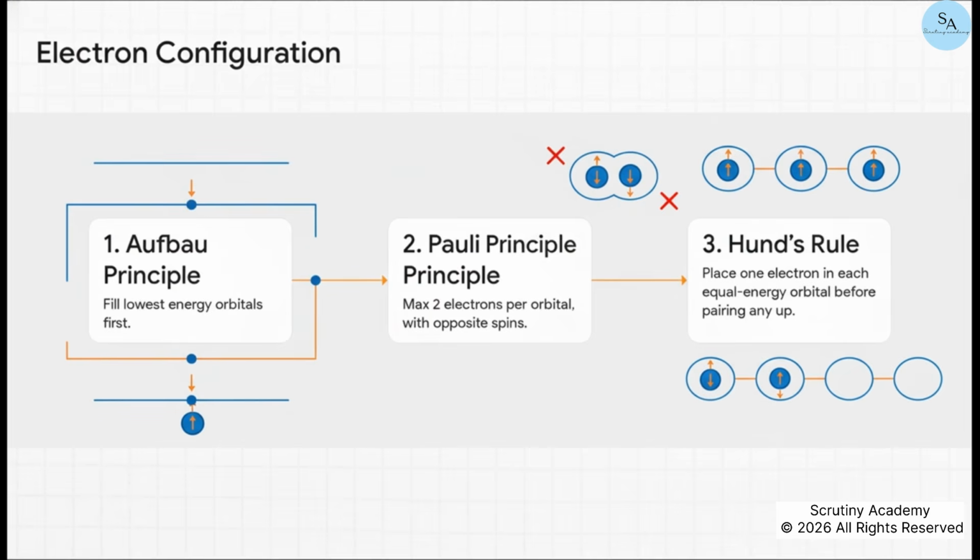Rule 2, the Pauli exclusion principle. This says each orbital can only hold a maximum of 2 electrons. And if you have 2, they have to have opposite spins. And finally, Rule 3, Hund's rule. This one's important. If you have a set of orbitals with the same energy, you have to put 1 electron in each one before you go back and start pairing them up.